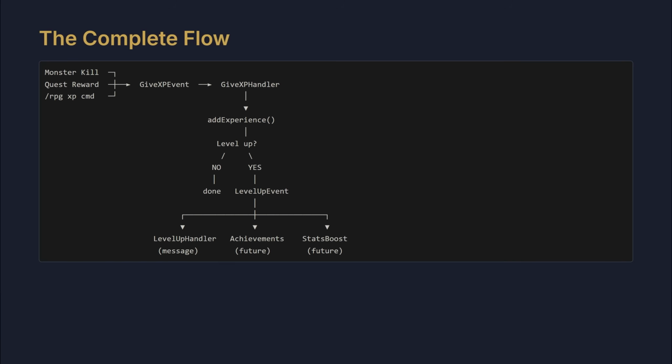So this would be the complete flow. For example, we have multiple sources, like a monster kill, a quest reward, or our command, which dispatch the GiveXP event, which gets handled by the GiveXP handler. The GiveXP handler takes the player ref and the player RPG component and calls the addExperience method. It checks, hey, has the player leveled up? If so, we dispatch a level up event. And this level up event can get handled by multiple handlers. For example, our level up handler, which we will implement, sends the player a message, hey, you leveled up. Or we can use it for achievements or for future game logic, like boosting stats or something.